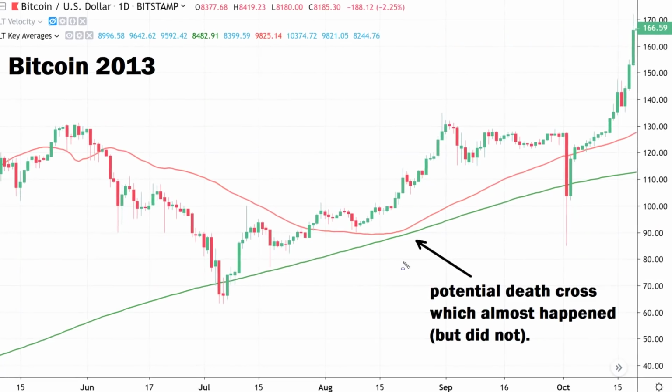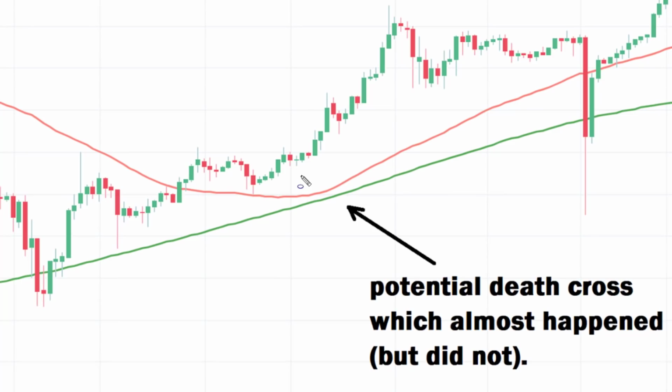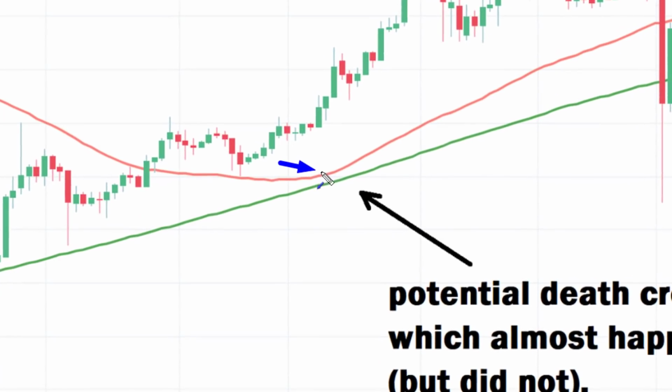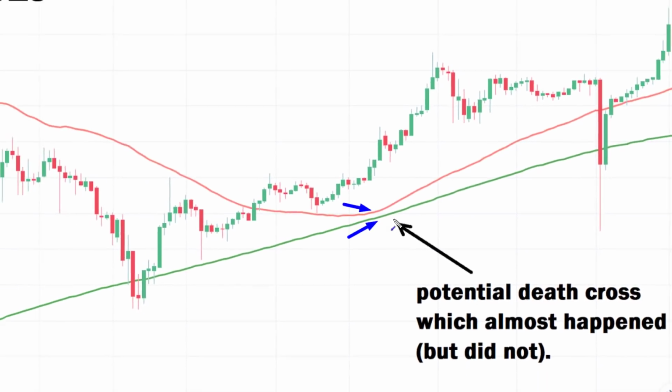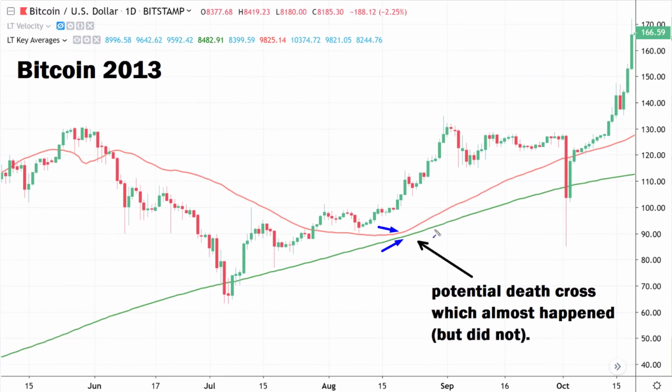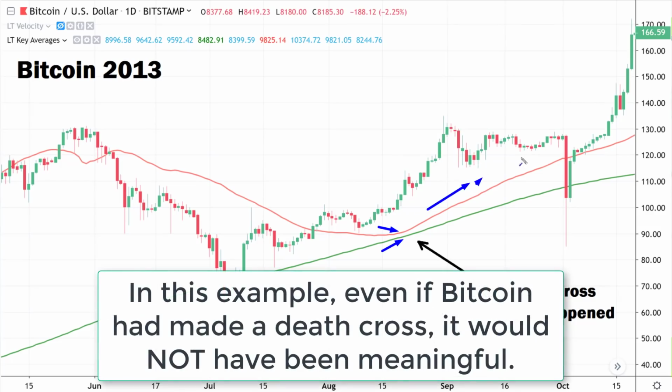Here's another example for you. This one where they almost crossed over, but did not quite cross over. The 50 is falling, but the green one is going up. So again, not a meaningful example. That is not a death cross. It didn't actually happen, but again, price went up. Even if it had been a crossover, price would have gone up eventually.